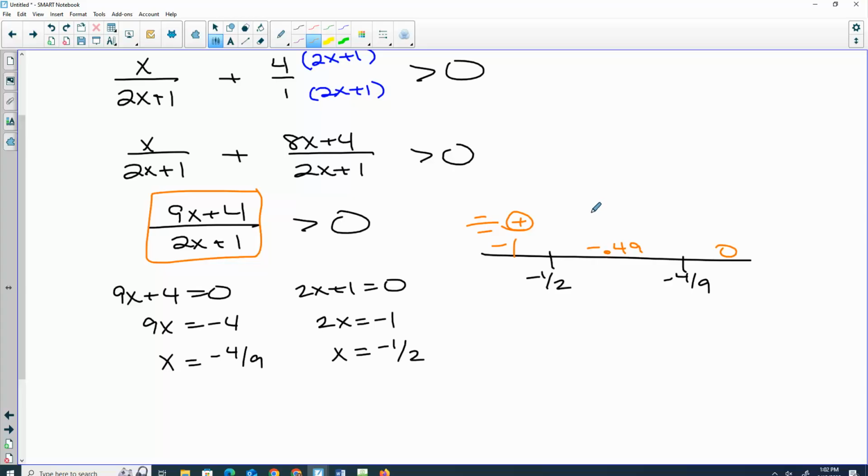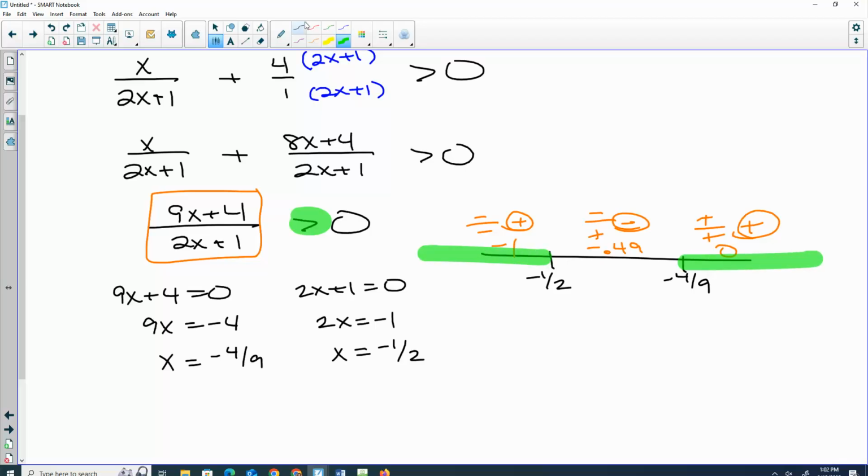Look at all you bums sitting there without even a calculator, just waiting for me to give you an answer. Come on. Plug the negative 0.49 into the numerator. Do you get a positive or a negative? Okay, what about the denominator? So that would make a negative. Put in a 0. 0 plus 4 is positive. 0 plus 1 is positive, so that section is positive. So, which ones do we want? Positive.